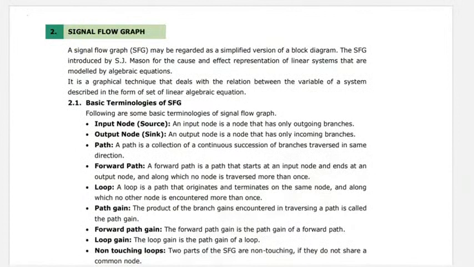Non-touching loops: two parts of a signal flow graph are non-touching if they do not share a common node. If there is no common node, then it is called non-touching.